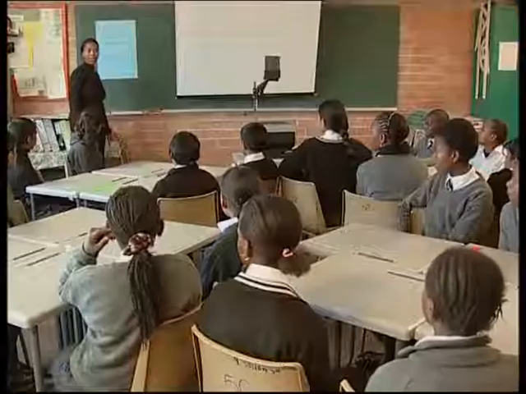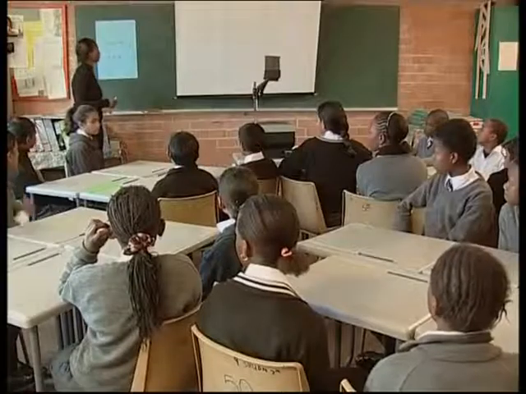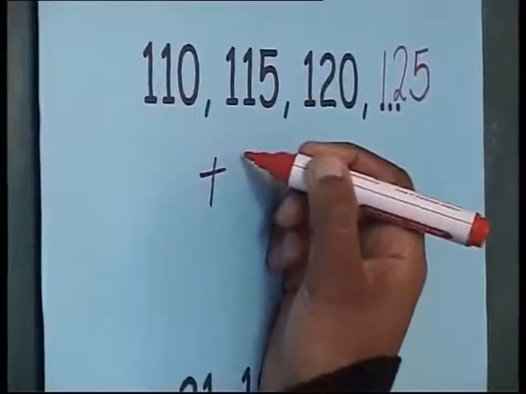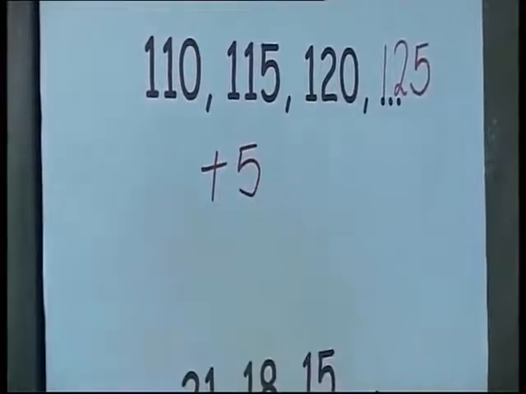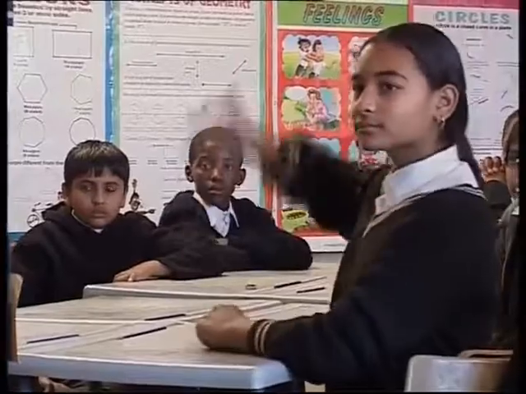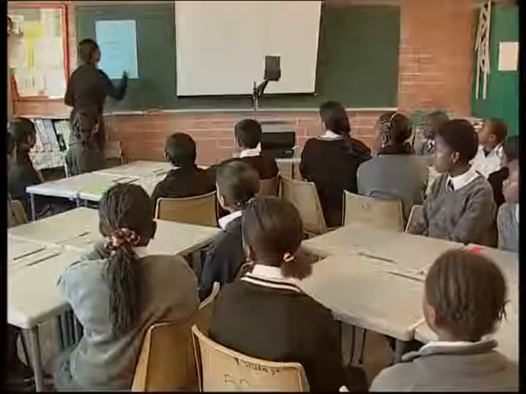How did you get the answer, Tishan? It's going in 5. Yes, it is going up in 5. So you say the last number plus 5 all the time. You are adding 5 all the time. Now let's go on to the next pattern. What is the next number? Fatima? 12. That's good.